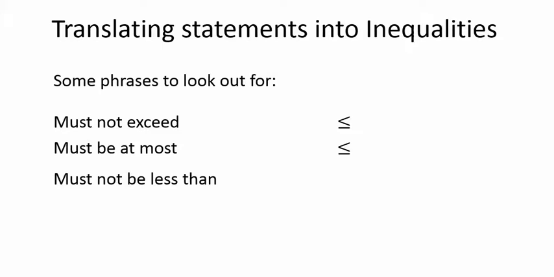Must not be less than. Must not be less than means that you can't be less than, but you could be equal to that amount. You just can't go under the amount, but you can go over the amount. So this would be an example of greater than or equal to. Finally, must be at least. Must be at least means you can be that amount, you can be greater than that amount, but you can't go under that amount. And so must be at least is another example of greater than or equal to.